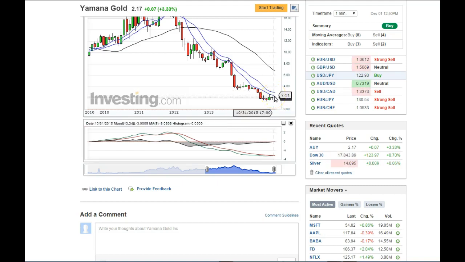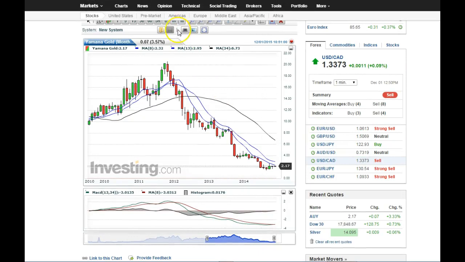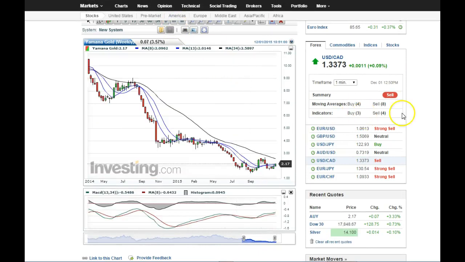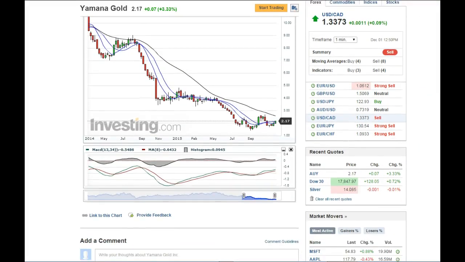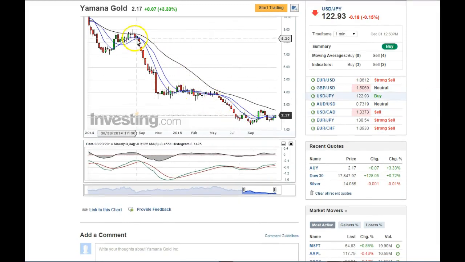I like to pay attention for bottoms when the 8 crosses over the 13, and then I also like to watch the 8 cross the 34, and that's when the trend is actually changing on the monthly. Now we can go back to the weekly, and here's where you can find the divergence. You can see the price going down, but you can see the divergence going up, and that's what you call divergence.